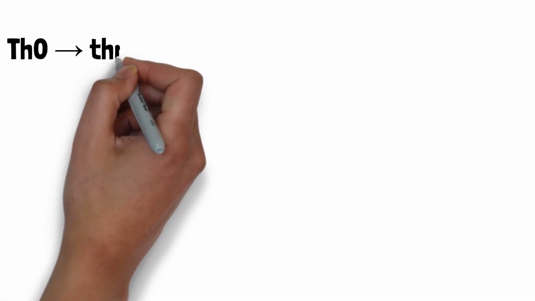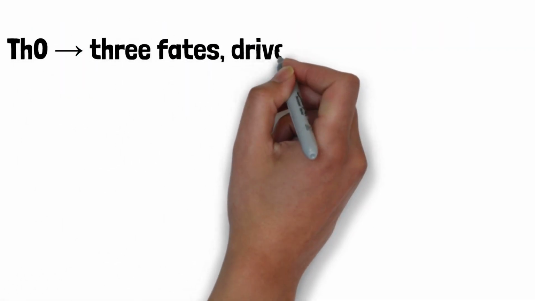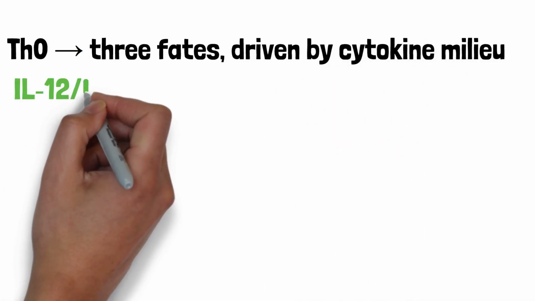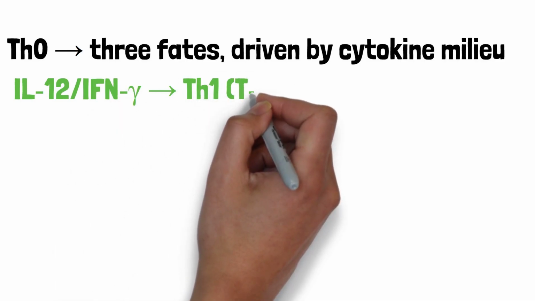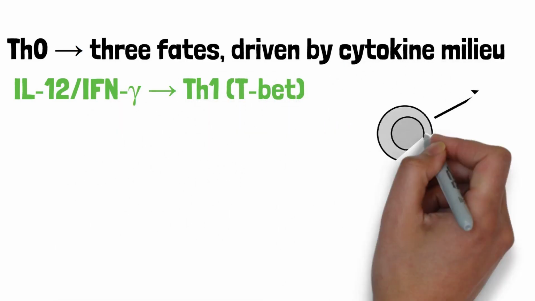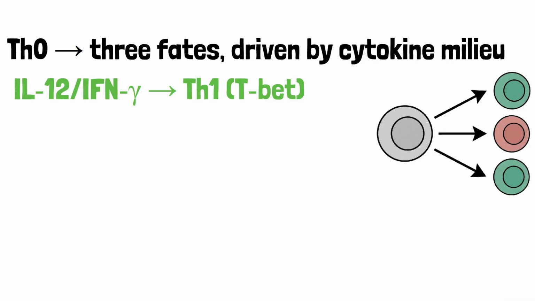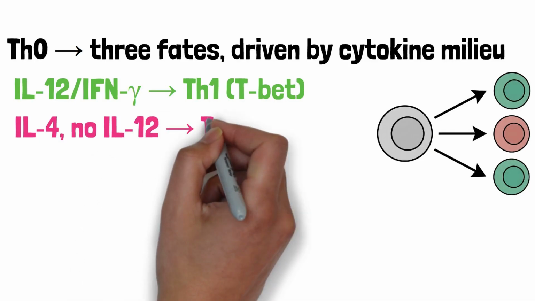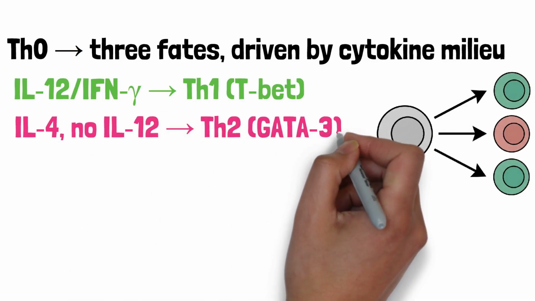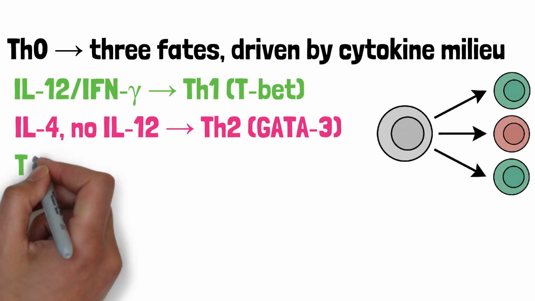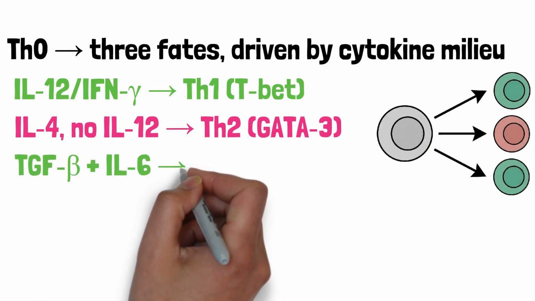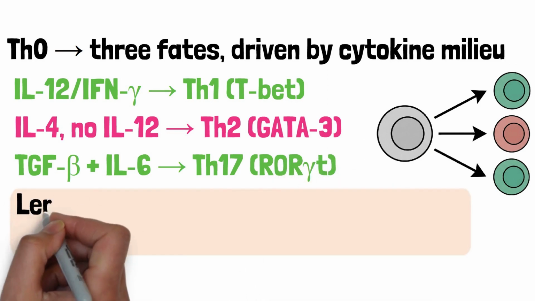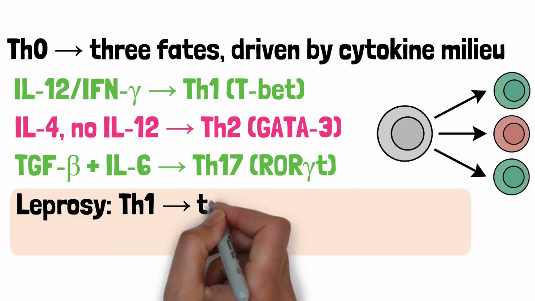With those three profiles in mind, let's trace exactly how one naive helper cell commits to a single path. If the local environment is rich in IL-12 and IFN-gamma, the master transcription factor T-bet gets switched on and the cell becomes Th1. If instead IL-4 is present without IL-12, GATA3 takes over and pushes the cell toward Th2. And if the mix is TGF-beta together with IL-6, RORγT drives differentiation into Th17. This exact fork shows up clinically in leprosy.